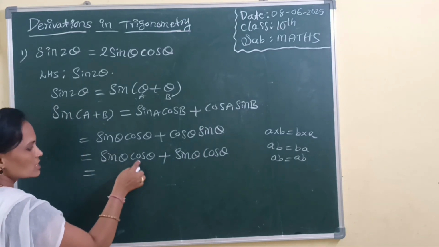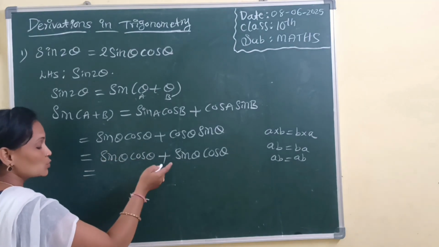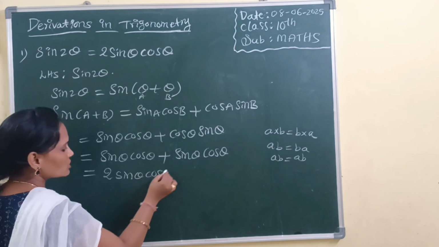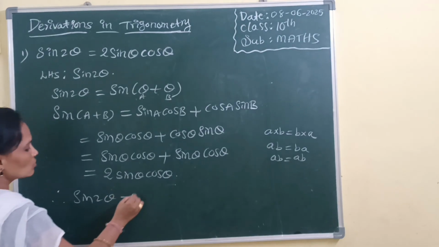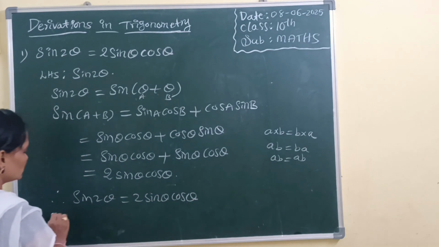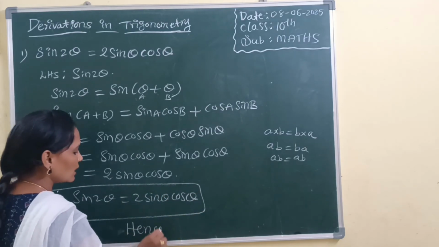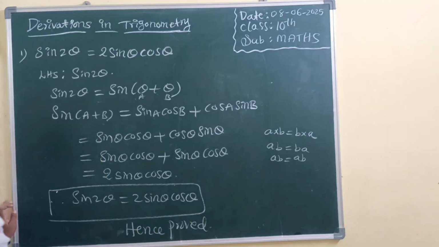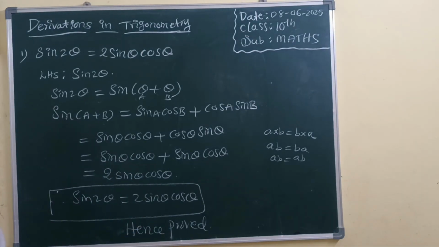So now see, here sin theta cos theta plus sin theta cos theta. 2 times is there. Here 1, here 1, 1 plus 1, 2. So 2 into sin theta cos theta. Therefore sin 2 theta is equal to 2 sin theta cos theta. This is the formula. Hence proved. Like this we will get the sin 2 theta formula. I hope you understand.